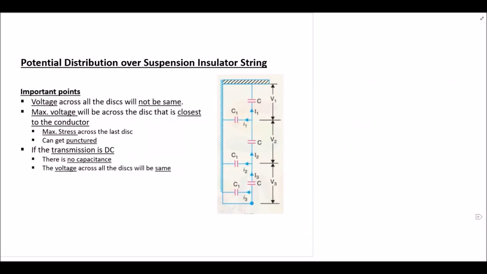Now if I have to summarize the important points of the potential distribution over the suspension insulator string, the voltage is not equal in all the discs. The maximum voltage is closest to the conductor, so the V3 value is the largest one. And if the voltage is higher, the maximum stress is present at the last disc, and the probability of this disc getting punctured is higher than the two remaining discs. If this disc gets punctured, the stress on the other two discs also increases. So if the disc closest to the conductor gets punctured, then in the long run all the insulating discs attached in the string will get punctured. Thank you.